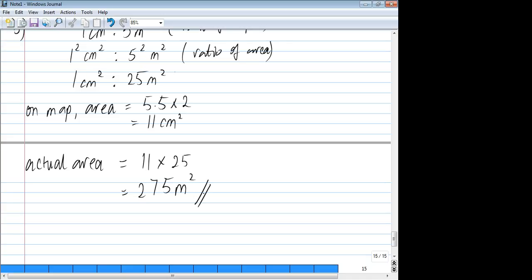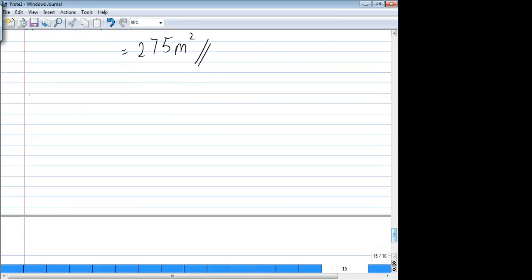What is your other method? Okay, so he found the length of the actual garden, and he found the actual breadth of the garden, and then he multiplied them together. He will get the same answer, am I right? Yes, you can do that too. Find the actual length, find the actual breadth, multiply them together. Okay, next.